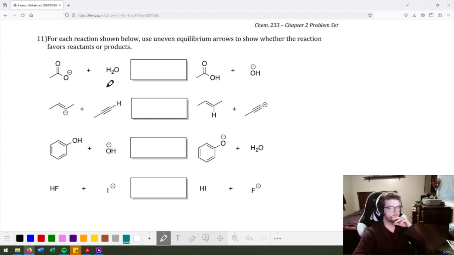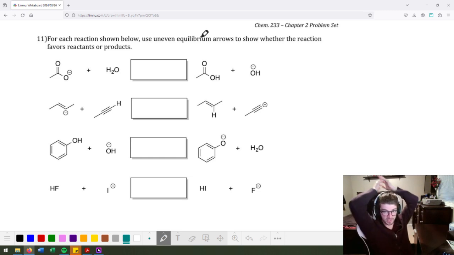Okay, so uneven equilibrium arrows to show whether the reaction favors reactants or products. This goes back to that rule that I mentioned about the equilibrium always favoring the side with the weakest acid.